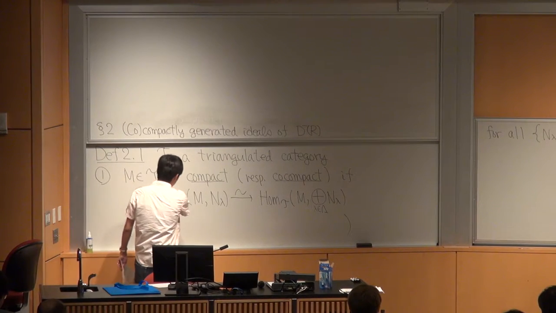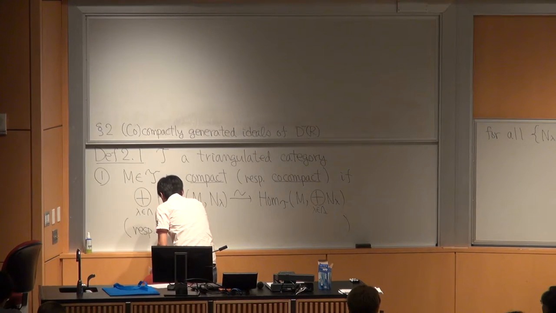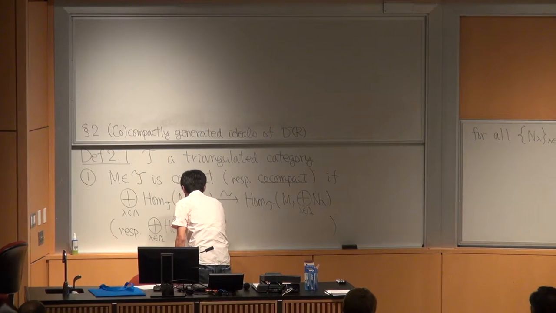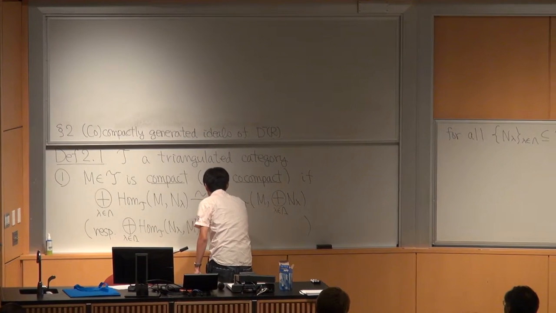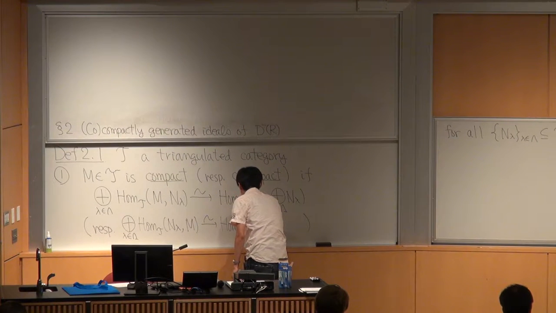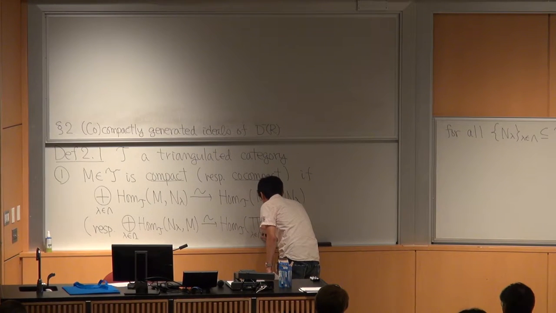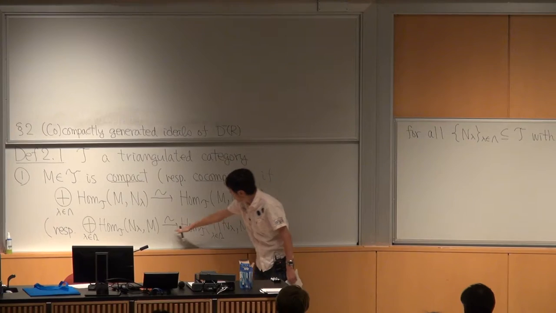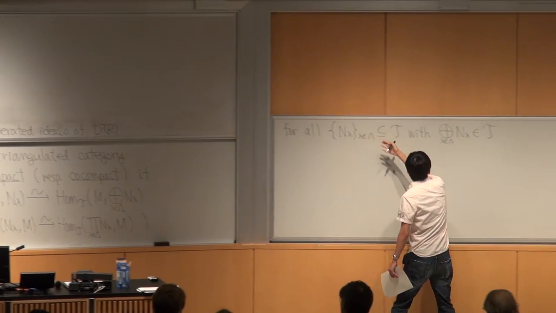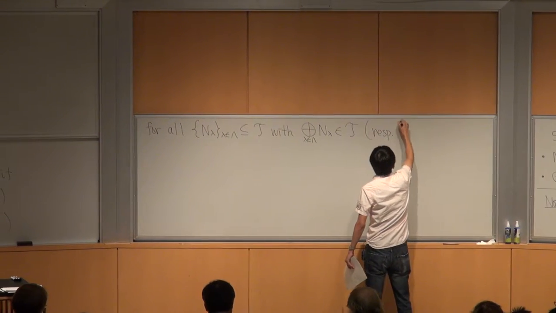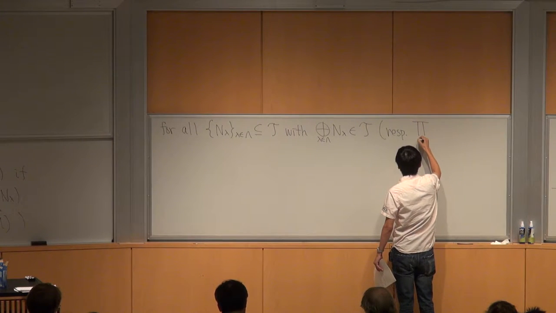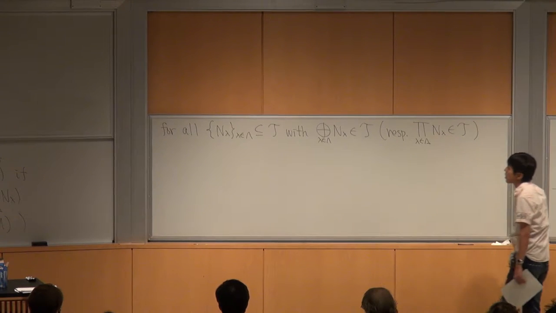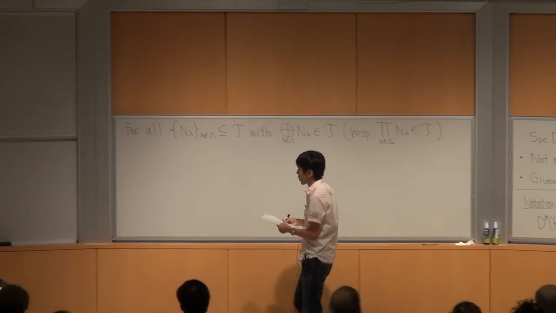And dually, we say that M is co-compact if the following natural morphism from the direct sum of Hom(N_λ, M) to Hom(the direct product of the N_λ, M) is an isomorphism for all collections N_λ with this direct product being in T. This is the definition of compact and co-compact objects.